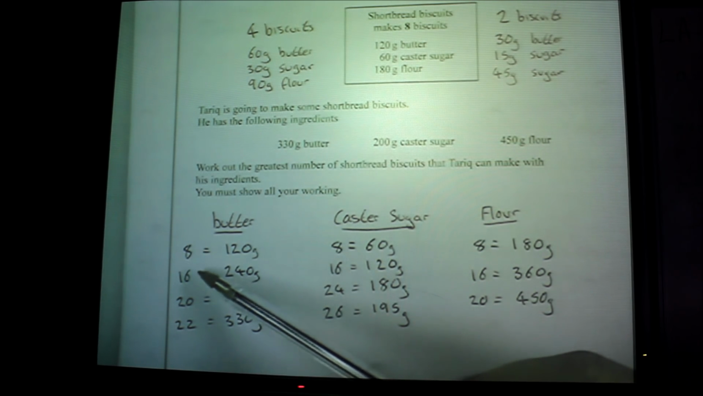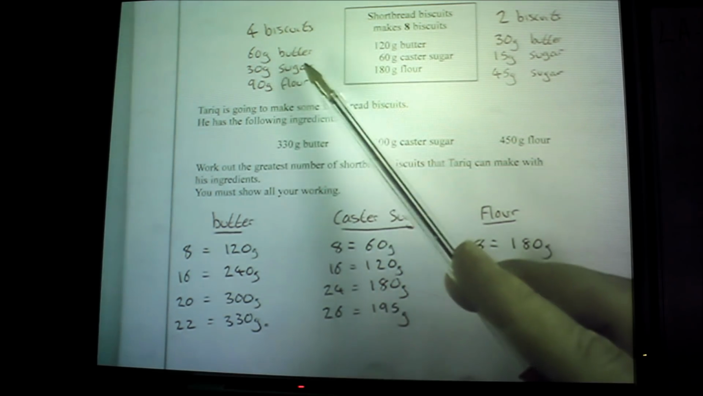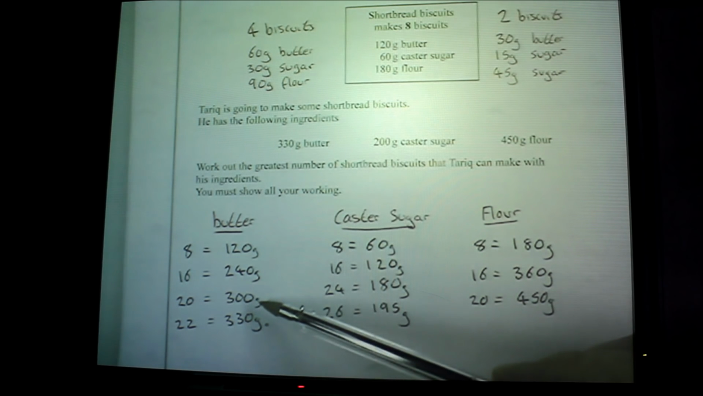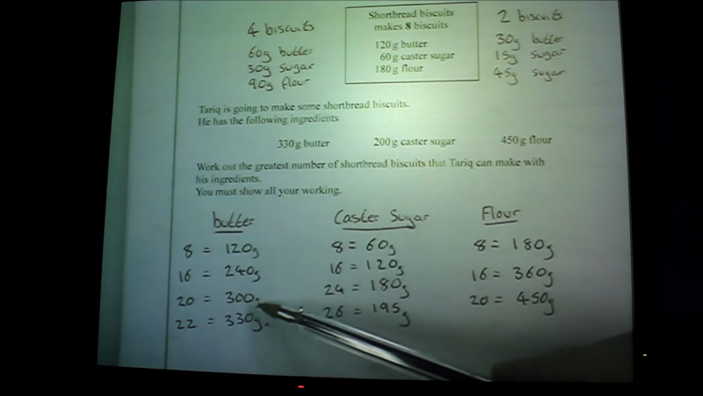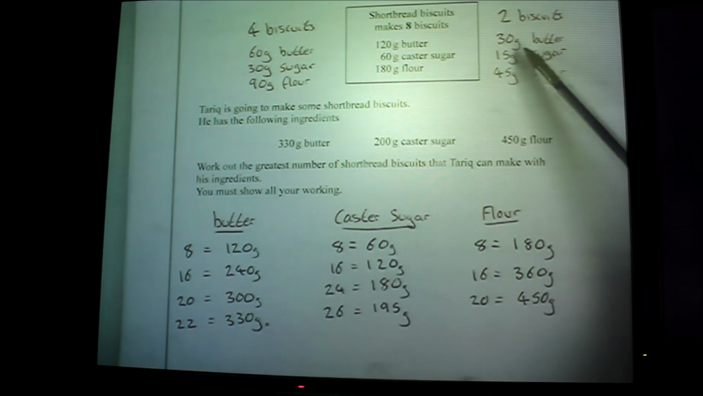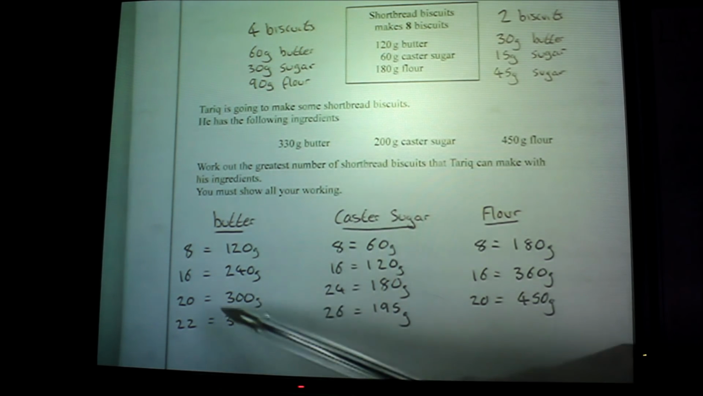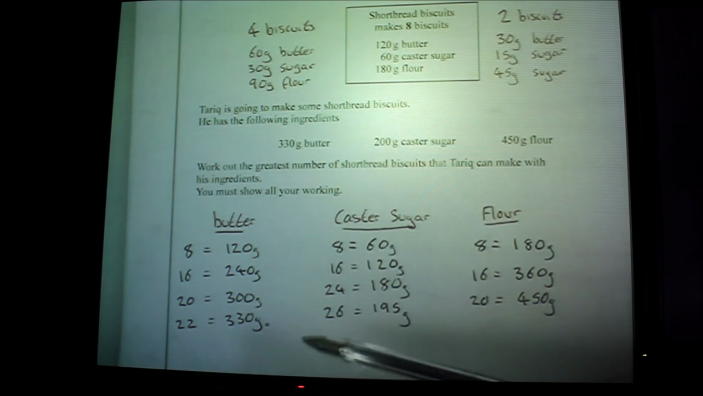Then I added on another 4 lots, so that would be 60 grams, so that got to 300 grams, and then I noticed you can make another 2, look, over there, because 30 grams of butter, so add another 2 on. So we can make 22 biscuits with his butter.